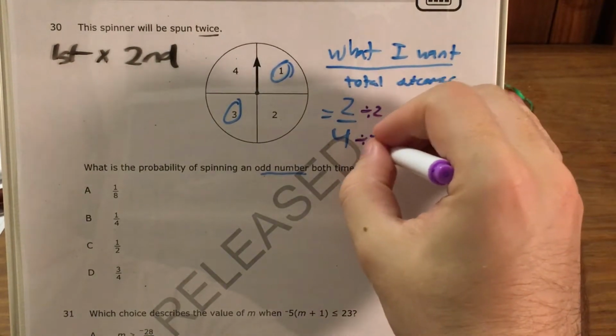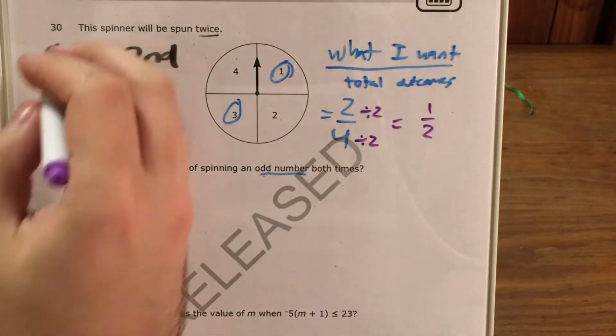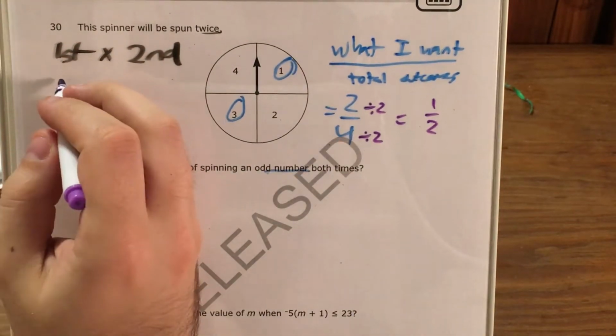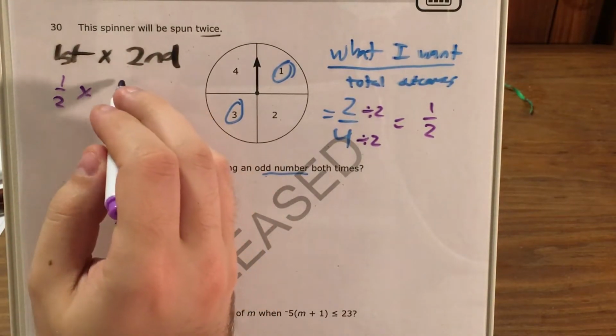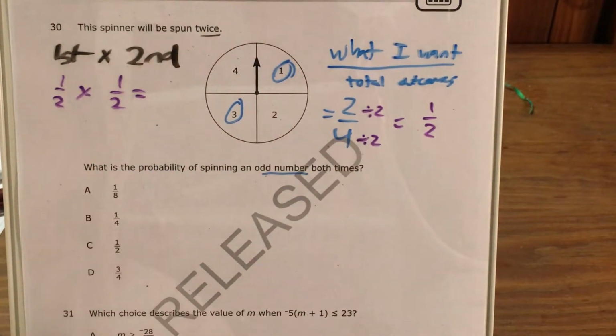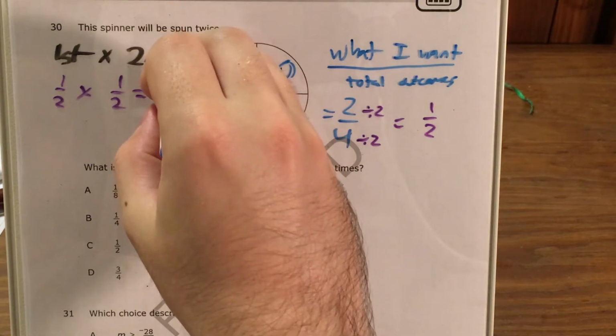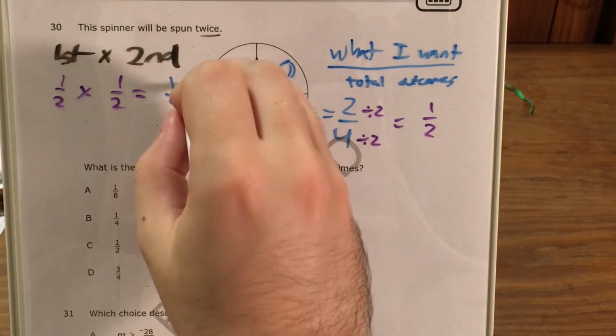Divide by 2, just gets me 1/2, which means that the probability of getting an odd number on my first spin is 1/2. The probability of getting an odd number on my second spin is also 1/2, and I can multiply these two fractions to get my answer. So now I just need to multiply across my numerators. 1 times 1 is 1. I multiply across my denominators. 2 times 2 is 4.